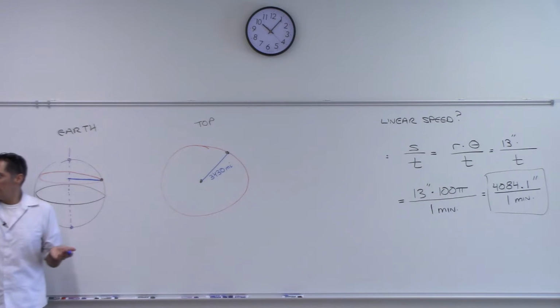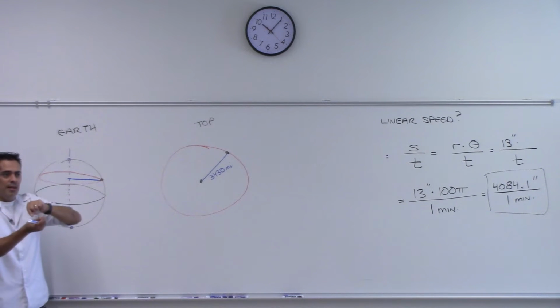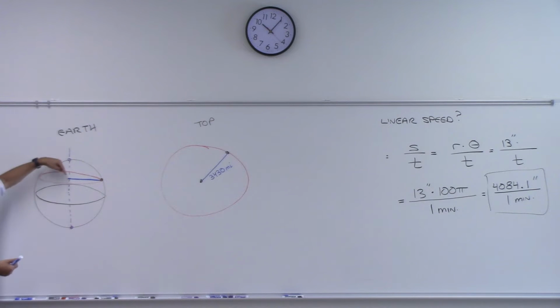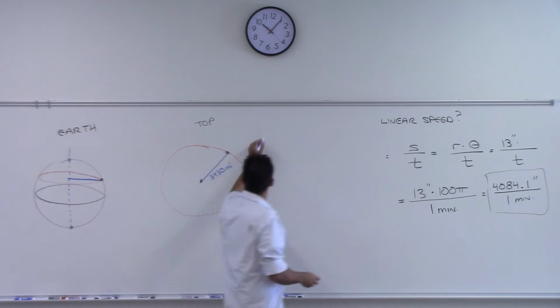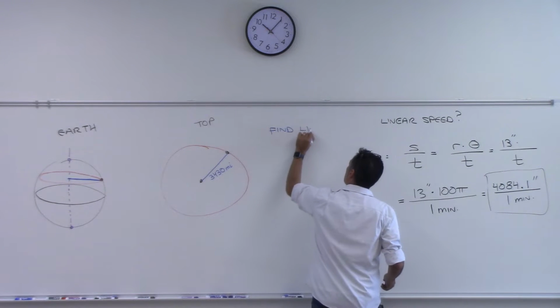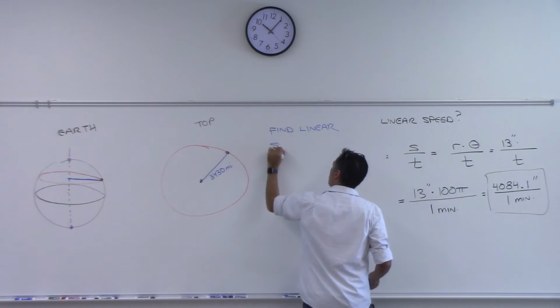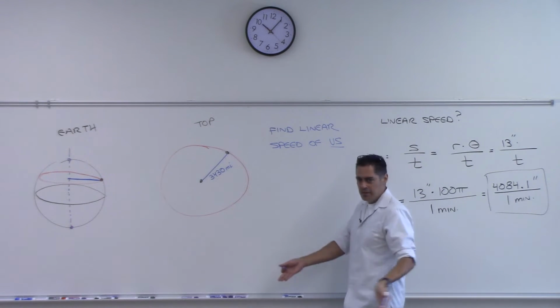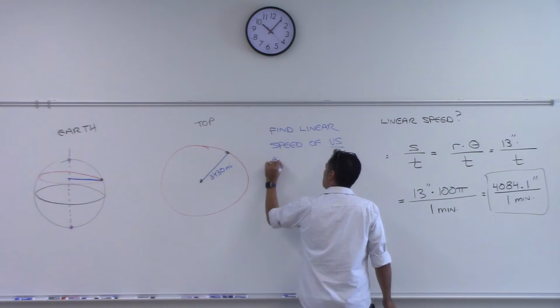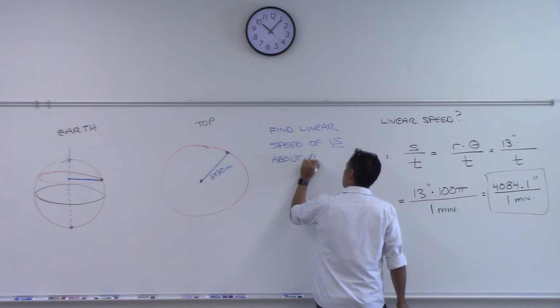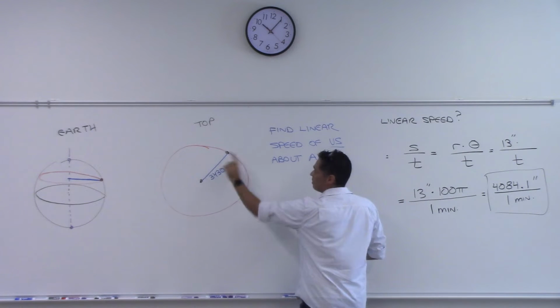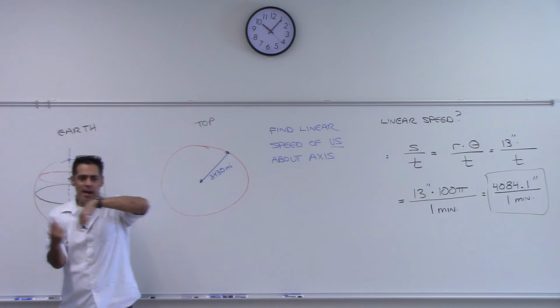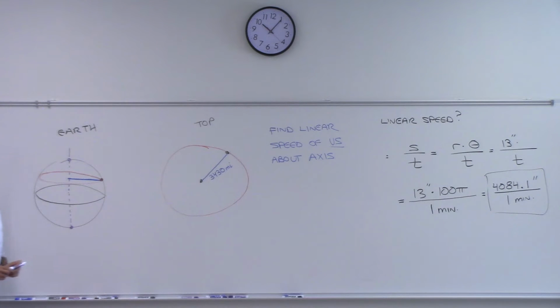Because you could look at us as right now being like a point on a bicycle wheel going around. So we're going around like this as the Earth rotates. It takes 24 hours to go around, right? So let's find the linear speed of us, sitting right here in this room, about the axis of rotation, about the axis over here. So we want to know relative to that, how fast are we moving?